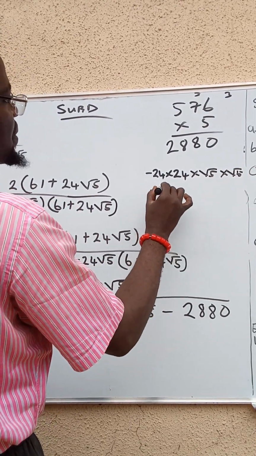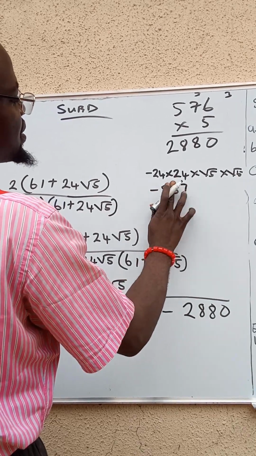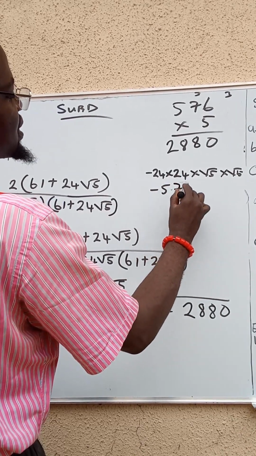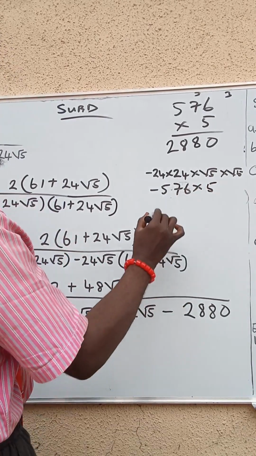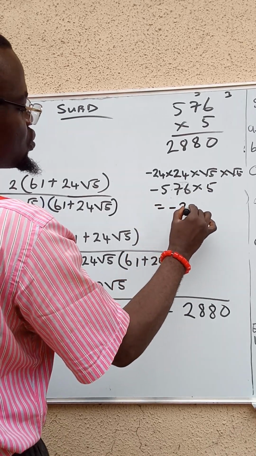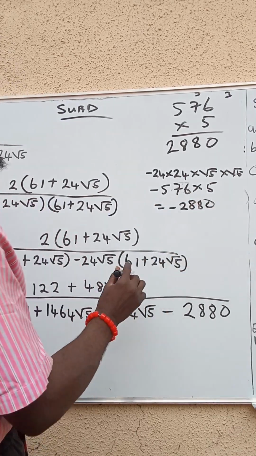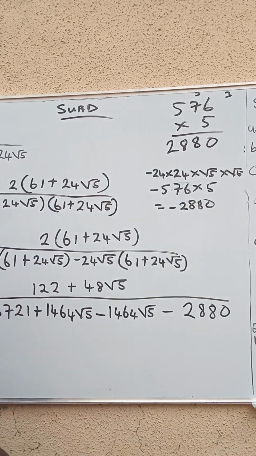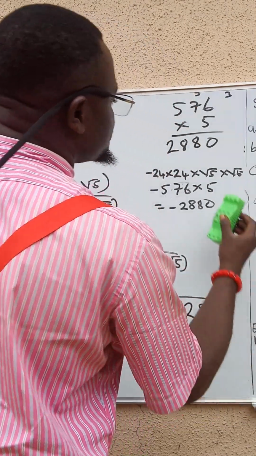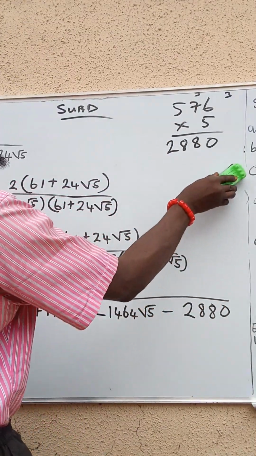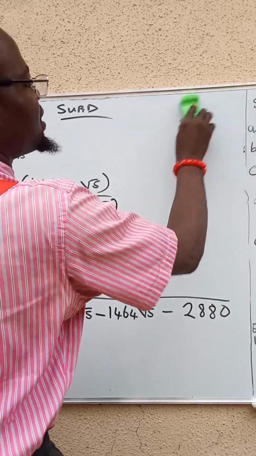So this gives us minus 576 multiplied by root 5 times root 5, which is 5, which will give us minus 2880. And that is what we got here. So I believe that I've done justice to this, right? Good.